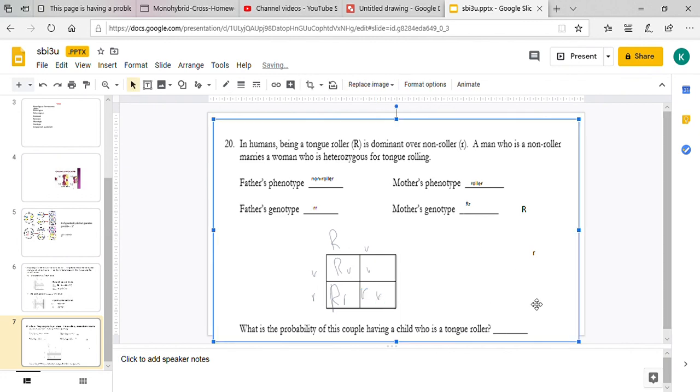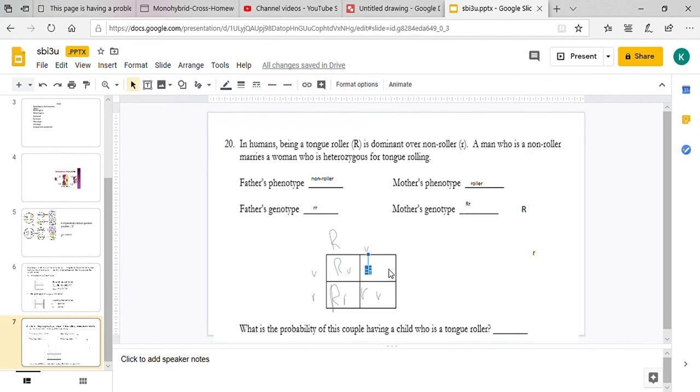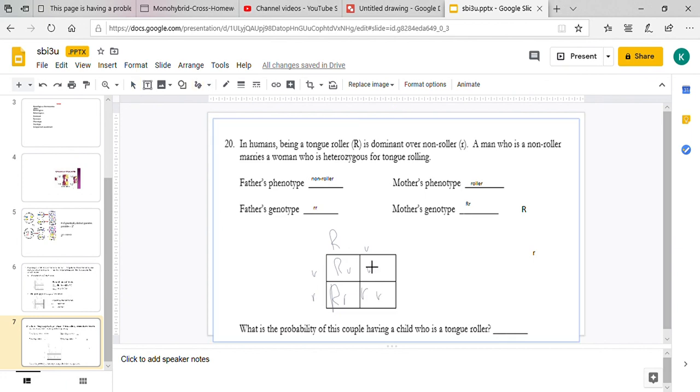Now, what is the probability of this couple having a child who is a tongue roller? The tongue rolling gene is dominant, meaning anytime the uppercase R appears, the child would be a tongue roller. So if you look at the 4 possibilities that you had, sorry, I lost another R over here. Let me just complete that. I want you to imagine there's an R here. Okay, there you go.